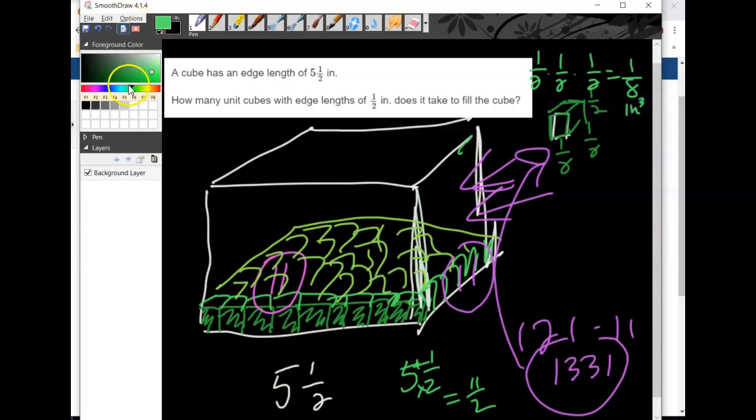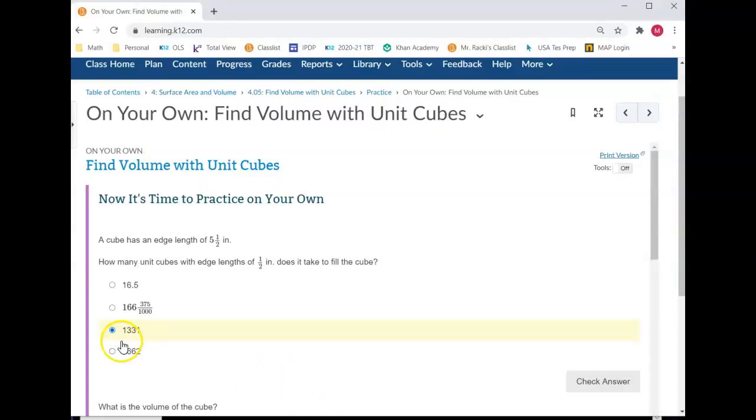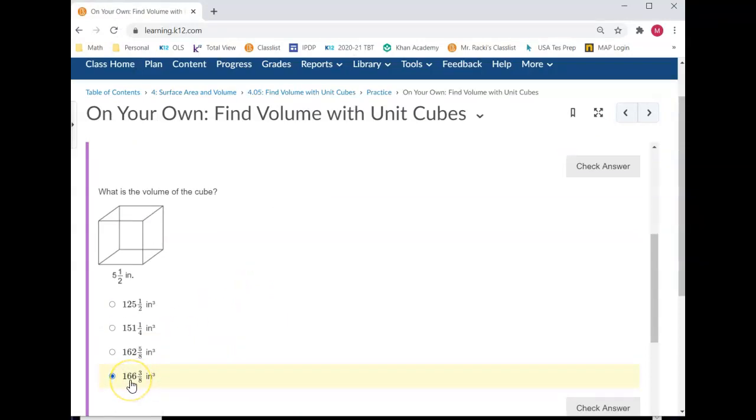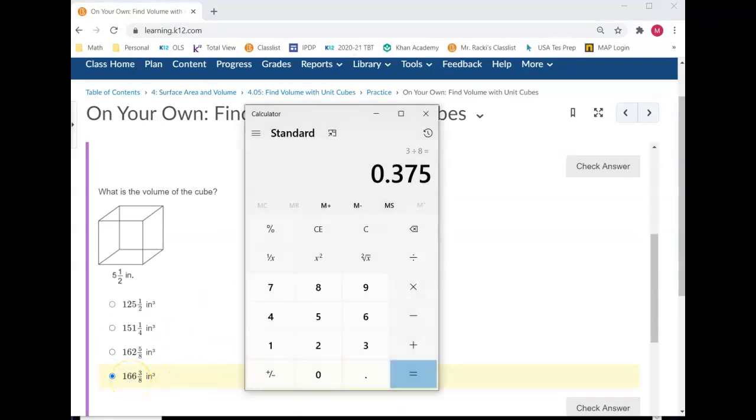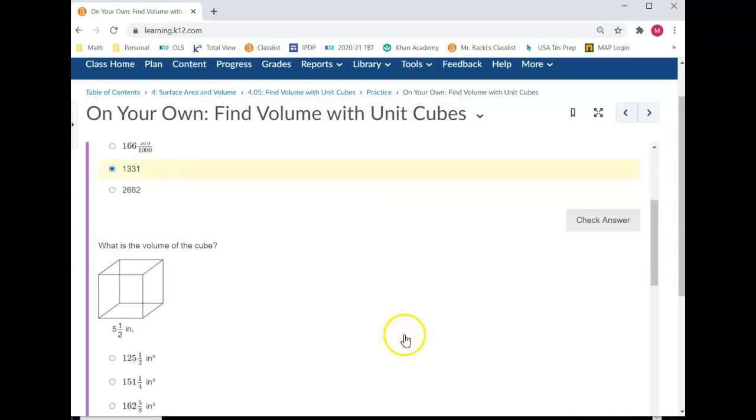So if I do 1,331 times 1/8, essentially I'm going to be doing 1,331 divided by 8. And that should also be this number. Let's check it out. Yep, we got it. Same number. Okay, let's check our answer. The computer verifies it is correct.